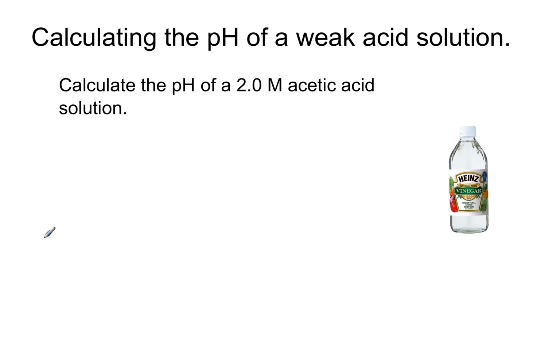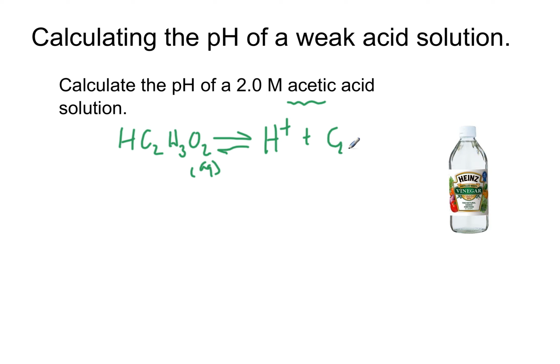So let's look at a sample problem here. We're going to look at vinegar, okay? Now vinegar happens to have acetic acid. Vinegar is much less concentrated than 2.0 molar acetic acid. But I want to do that one just to start this one off. So we're going to start off with writing the acid dissociation equation. So in this case, we have this vinegar, HC2H3O2. All right, and that is aqueous, and it's going to dissociate into H plus and C2H3O2 minus, both of which are aqueous.